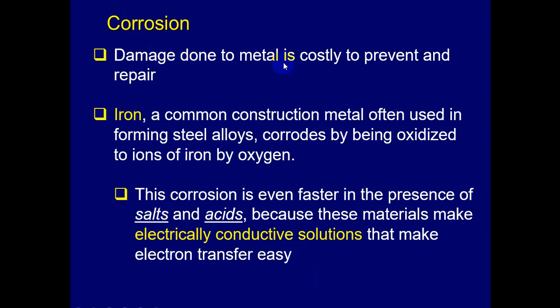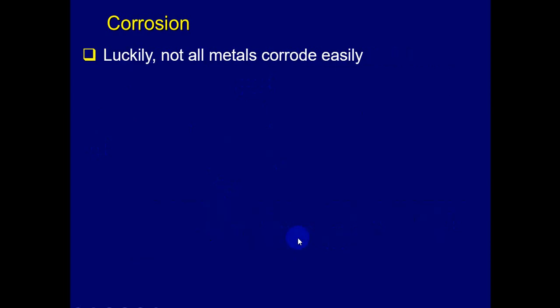Damage done to metal is costly to prevent and repair. Iron, a common construction metal often used in forming steel alloys, corrodes by being oxidized to ions of iron by oxygen. This corrosion is even faster in the presence of salts and acids, because these materials make electrically conductive solutions that make electron transfer easy.